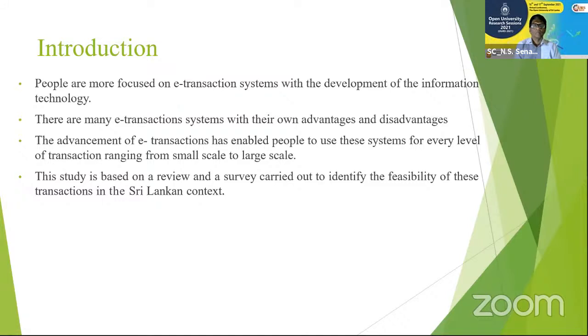At the beginning, people used electronic transactions for medium to large scale, but currently people are more focused on small scale electronic transactions. This study is based on a review and a survey carried out to identify the feasibility of these transactions in the Sri Lankan context.